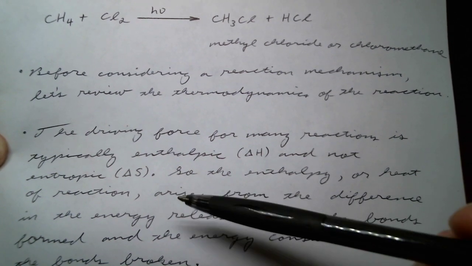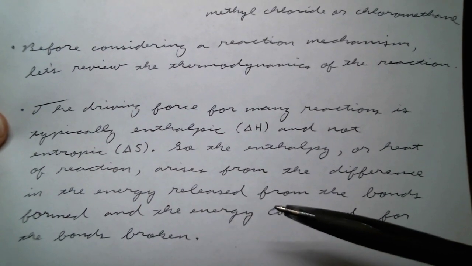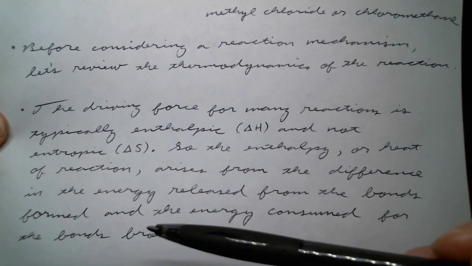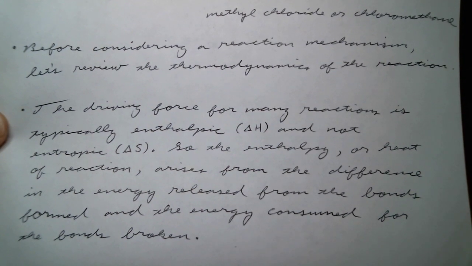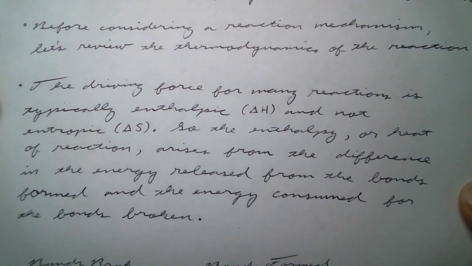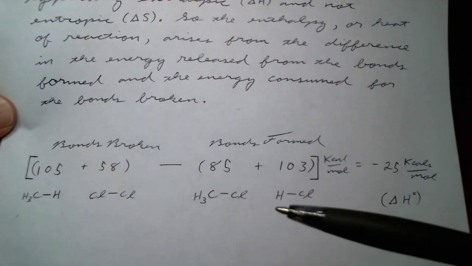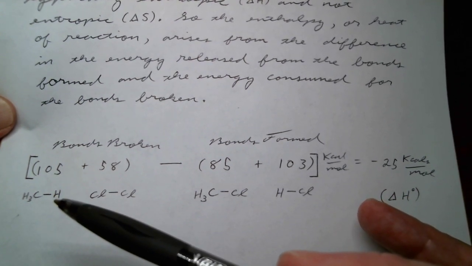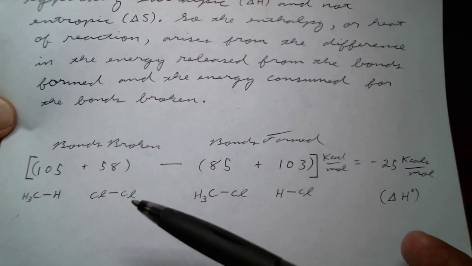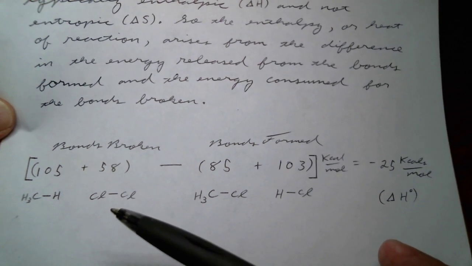The enthalpy, or heat of reaction, arises from the difference between the energy released from the bonds formed and the energy consumed for the bonds broken. So let's look very carefully at what our reaction is doing. We're breaking a carbon-hydrogen bond in methane. We're also breaking the chlorine-chlorine bond in diatomic chlorine.